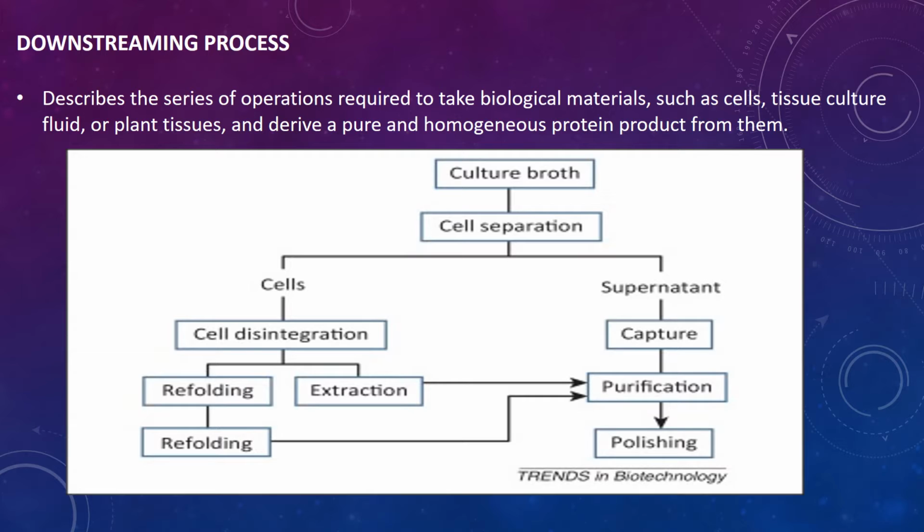So in downstreaming, a culture broth is taken and then cell separation takes place. After the cell separation, two products are formed: extracellular products and intracellular products. In case of extracellular products, the supernatant is captured and then it is left for purification. But in case of intracellular, cell disintegration happens, and that is mainly done by chemical, mechanical, enzymatic or physical methods, and then refolding is done, and then extraction, and then again refolding, and then they are left for purification. Purification is the main step of downstreaming process, and it is mainly done by the process called chromatography.